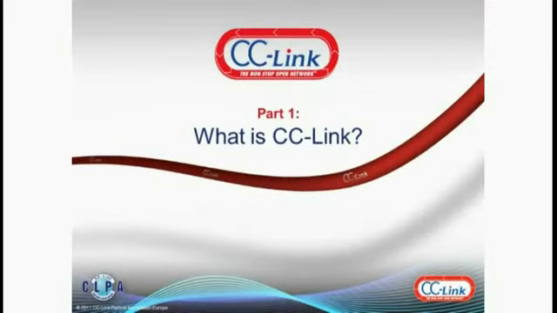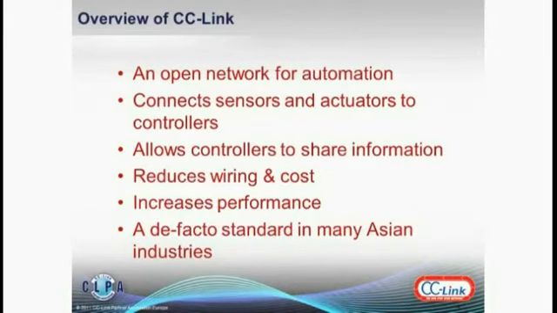So let's take a look at what CC-Link is as a technology for automation. CC-Link is an open network for automation. In basic terms, it connects sensors and actuators to controllers and allows controllers to share information. It reduces wiring and cost, and it also increases performance.